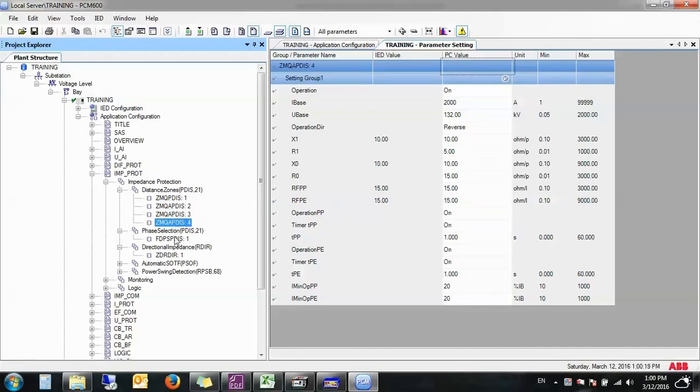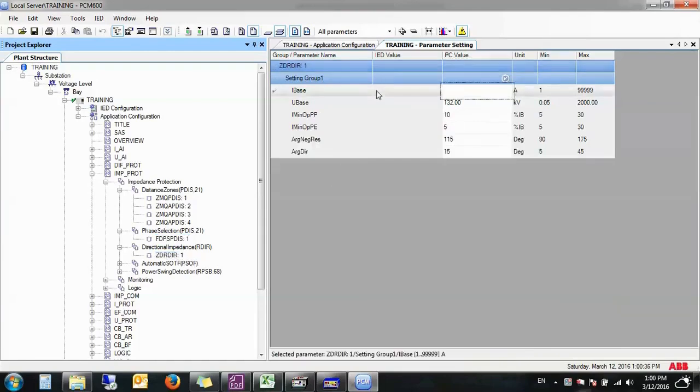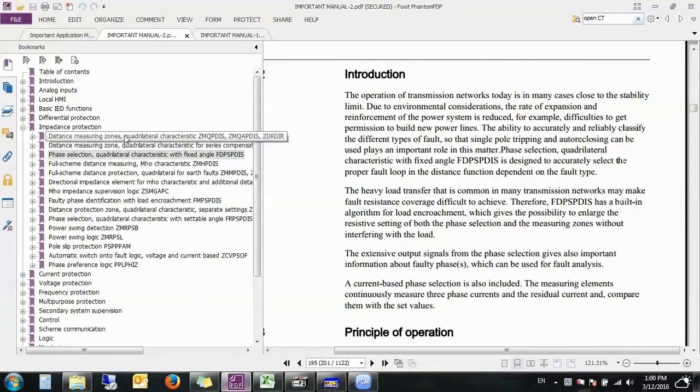You have set certain settings, entered phase selection, entered I base and U base, and the work with impedance you have done is okay. You have entered some settings for load encroachment and some settings with which you will draw your zones perfectly. Okay, the directional impedance: you enter here the base current and U base, and then the minimum sensitive current for the phase to see the directionality and the ground sensitivity. Then you have the angles here. The details are in the manual if you go.